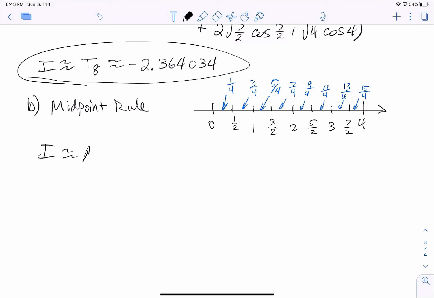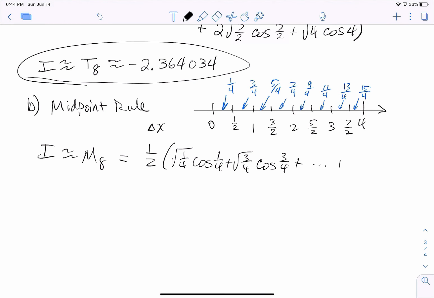I, which is going to be approximated by M sub 8, is equal to 1/2, that's our delta x, times the square root of 1/4 times the cosine of 1/4 plus the square root of 3/4 times the cosine of 3/4 plus ... all the way up to the square root of 15/4 times the cosine of 15/4. And to compute this, we're going to go back to Excel.